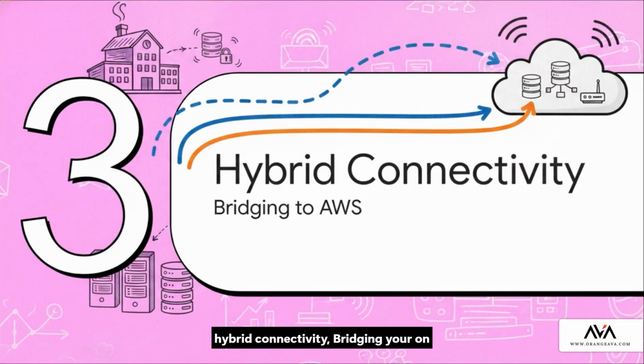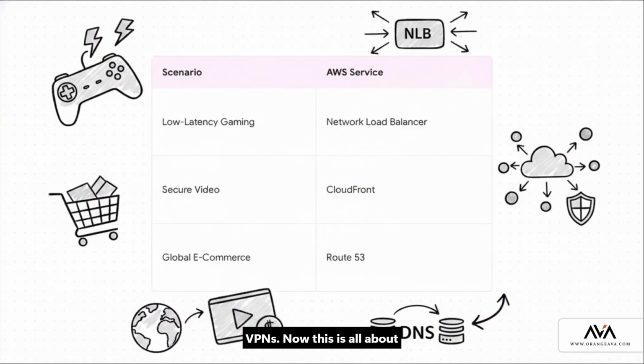Moving right along to Section 3, Mastering Hybrid Connectivity. Bridging your on-premises setups to AWS using heavy-duty infrastructure like Direct Connect and VPNs. Now, this is all about surviving production. We match real-world case studies directly to the AWS services that actually solve them.